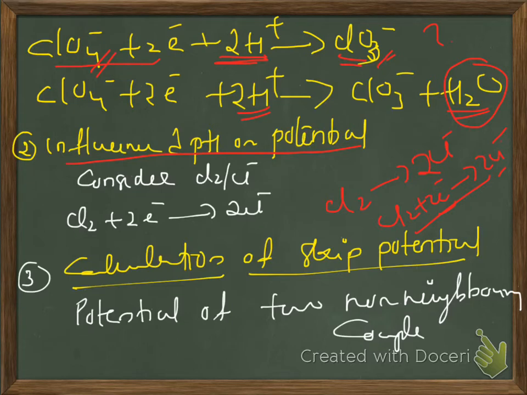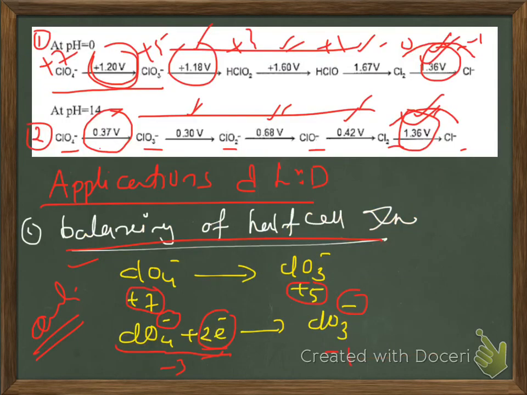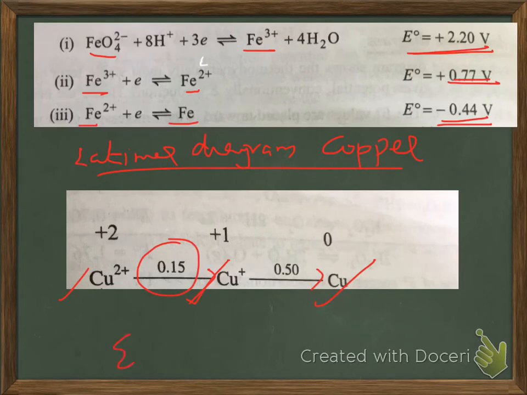Third one, calculation of skip potential: potential of two non-neighboring couples. What is the potential of E0 Cu2 plus bar Cu plus? Definitely you have the answer 0.15. What is the potential of E0 Cu plus bar Cu couple? That is 0.5. That can be directly extracted from the Latimer diagram, as it is represented there in the diagram.